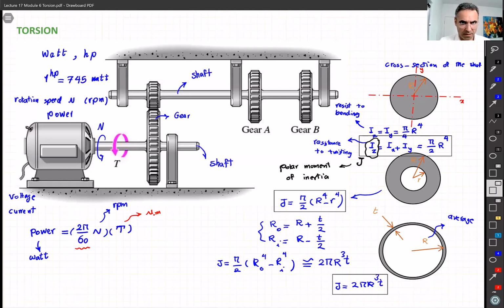So to summarize, for each shaft, we look at the cross section and then we calculate a number which we call polar moment of inertia. The bigger this number is, it means the stronger a shaft is in terms of twisting and resistance to torsion, basically.